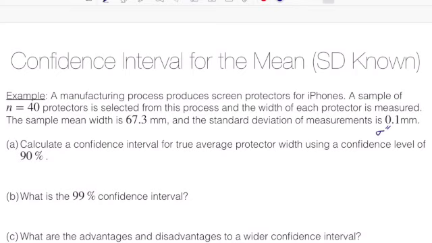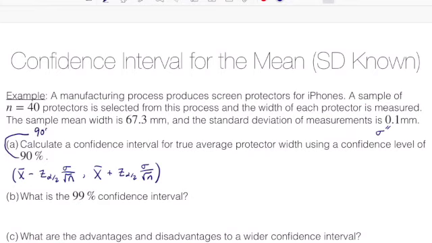So in class, we derived a formula to do this. And the formula is x bar minus z alpha over 2 times sigma over the square root of n. So that's the lower bound, and the upper bound is x bar plus z alpha over 2 times sigma over the square root of n. So we need to figure out what these quantities are. And we can start with alpha.